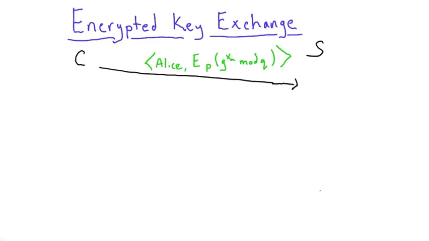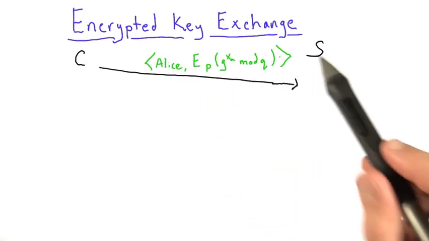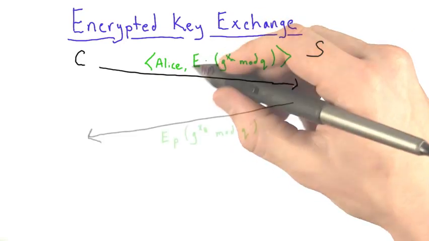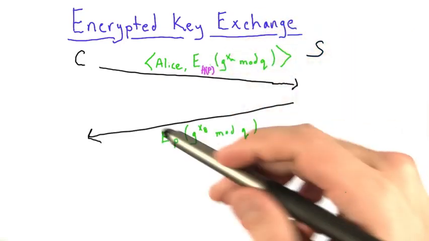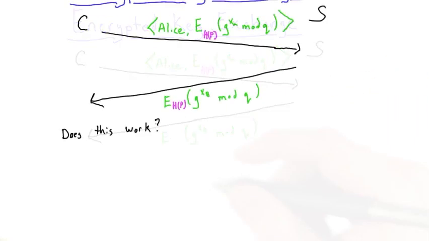One weakness of the encrypted key exchange is that passwords have to be stored. One possible improvement would be to encrypt using a hash of the password instead of the password itself. In the first step, the client sends some identifying information along with the first part of the key exchange, but this time it's encrypted with the hash of P. And likewise, in the second step, the server response is encrypted with the hash of P instead of P. And so we want to know, does this work?